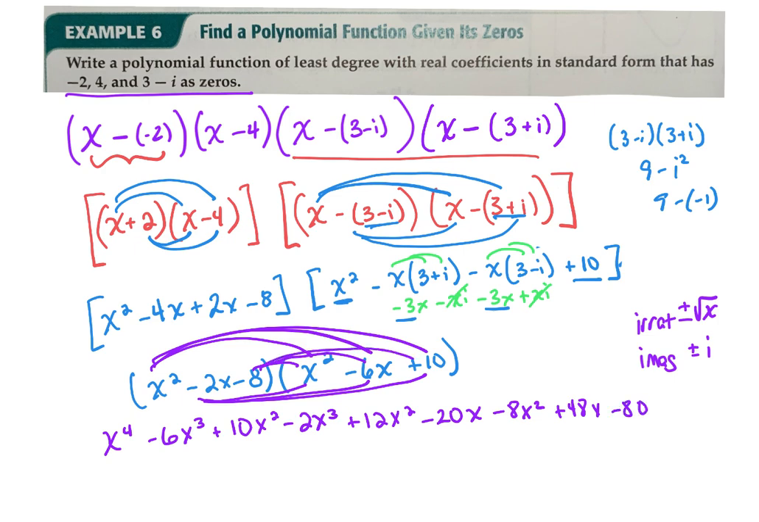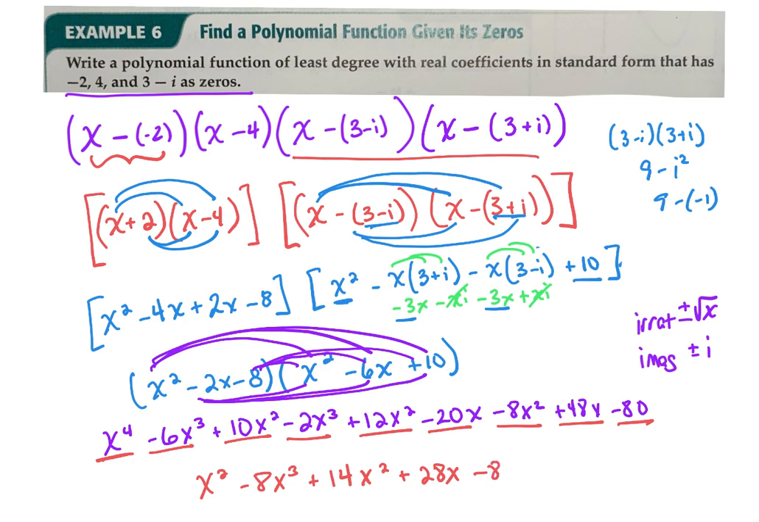All right. And then just simplify it. Can anything simplify with the x to the 4th? No, it cannot. Cubed, we have a negative 6, a negative 2. So we have negative 8 for the cubed. For the squared, we have a positive 10x squared and a negative 8x squared. And I'm missing one, and a 12x squared. And so we're going to get 10 plus 12 minus 8. We're going to get 14x squared. And then we have a negative 20 and a positive 48. And then a negative 80.